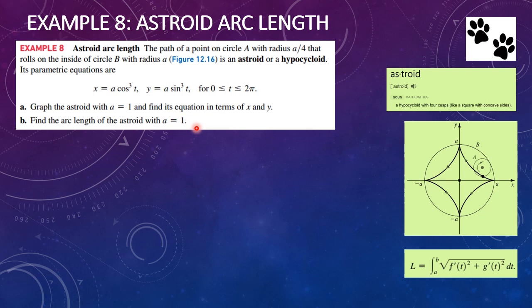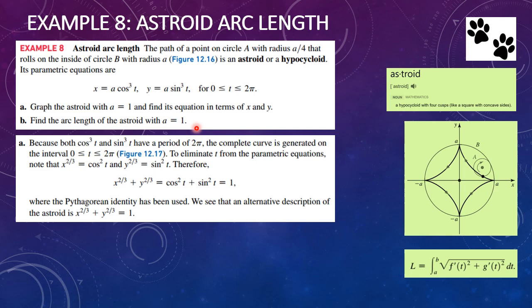Okay. So this is quite interesting, how to kind of do this. We have x equals a cosine cubed t and y equals a sine cubed t. And because sine and cosine both have a period of 2 pi, the complete curve is generated in 1 revolution around, 2 pi radians. Okay?